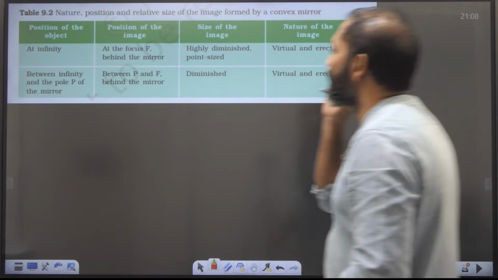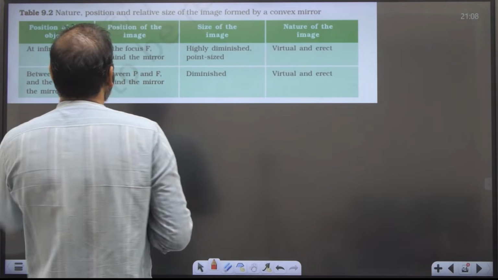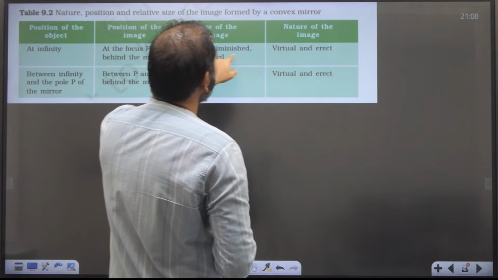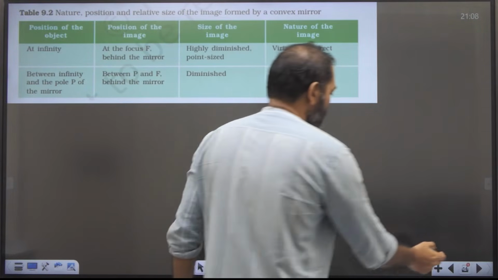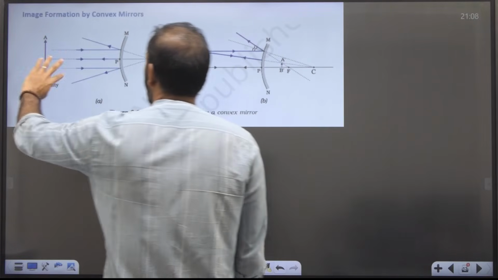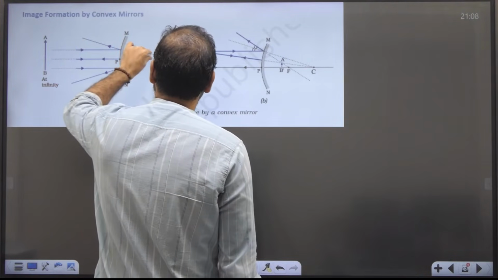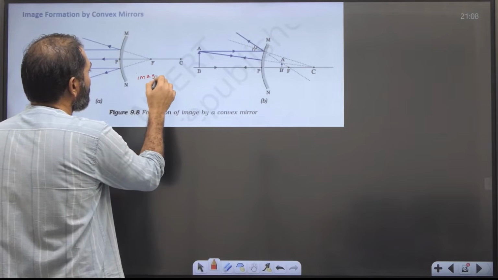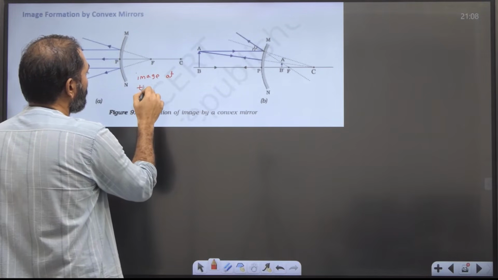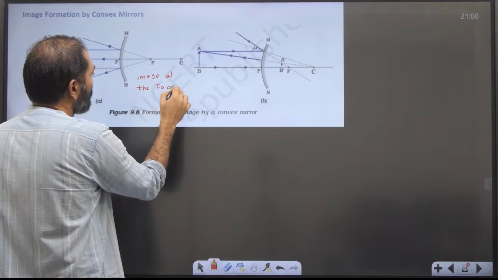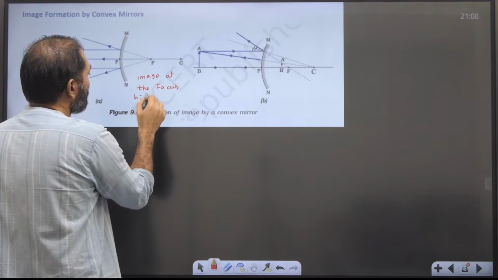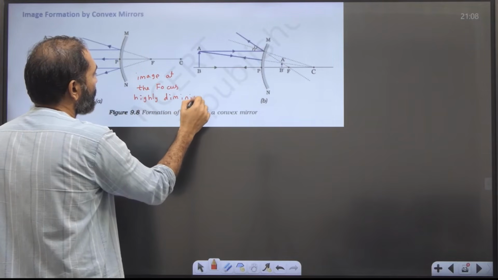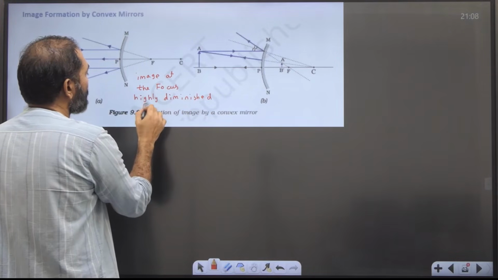First case, object is at infinity. Position of the image at the focus, behind the mirror, highly diminished, point size, virtual and erect. Object at infinity, image at the focus, highly diminished, point sized.